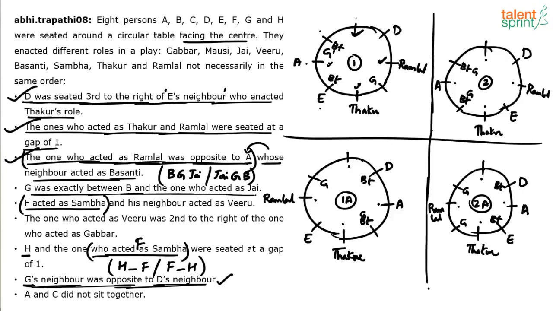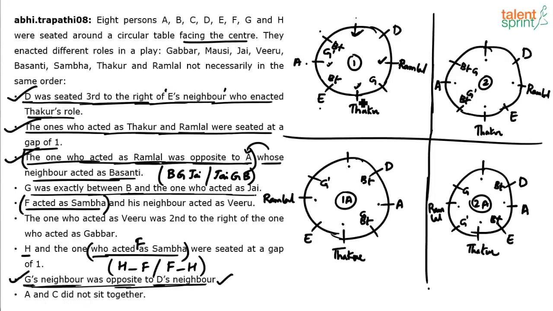You're getting it? So if you see case number 1, the two possible positions of G are this. Case number 2, the two possible positions of G are this. G and G dash, let me say. Case number 1A, two possible positions of G are this. Case number 2A, G and G dash. I mean, one of these two is correct basically. So this point has been used. We have used this point: G's neighbor was opposite to D's neighbor. You can actually check now.